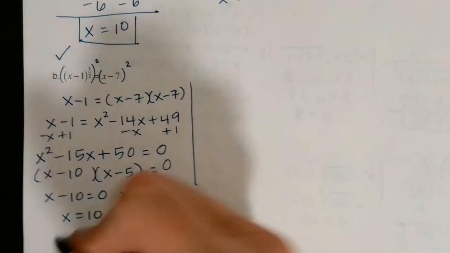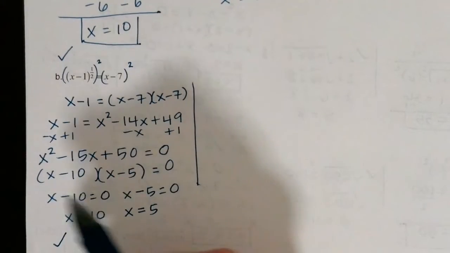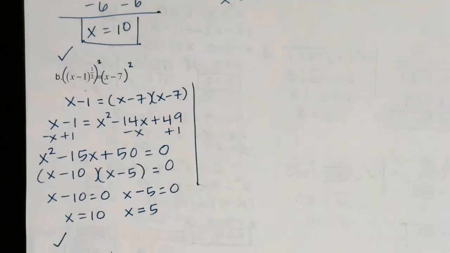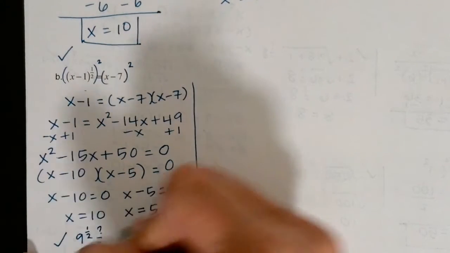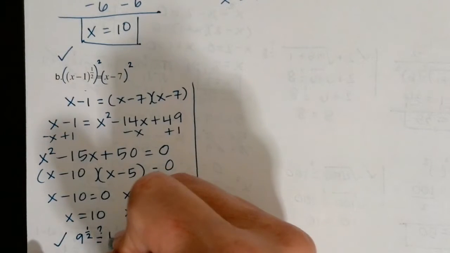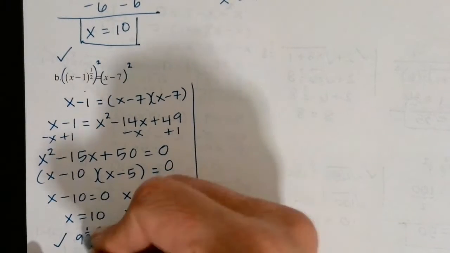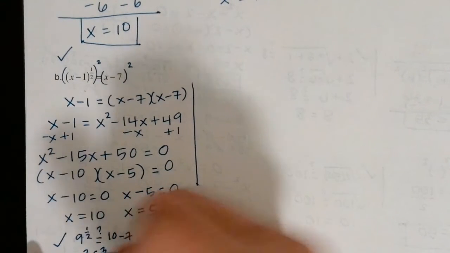And then I need to do my check. So to do my check, I'm going to come up here and it says, let's see, 10 minus 1 is 9. So on the left I get 9 to the 1/2. Does that equal 10 minus 7? So 9 to the 1/2 is 3, and 10 minus 7 is also 3.